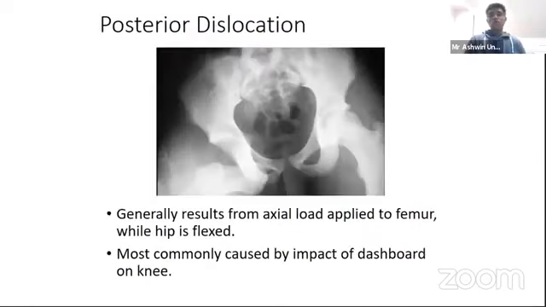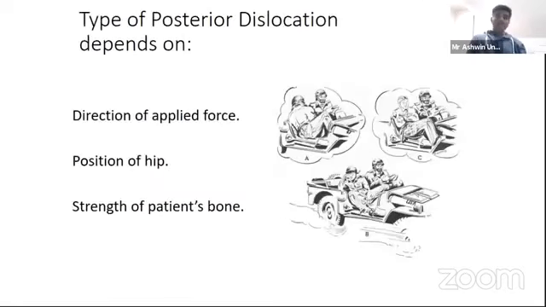Now, this is what one would see. That is an axial load applied to the femur when the hip is flexed. Most commonly, this occurs as an impact of the dashboard on the knee. Now, the type of posterior dislocation depends upon the direction of the applied force, the position of the hip, and the strength of the patient's bone.